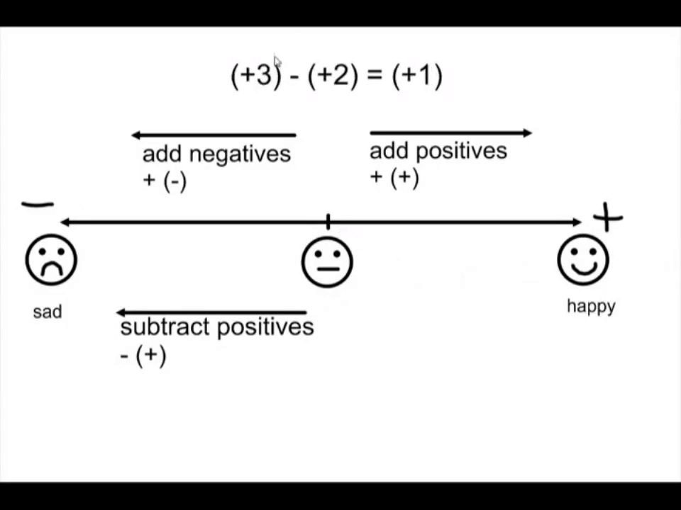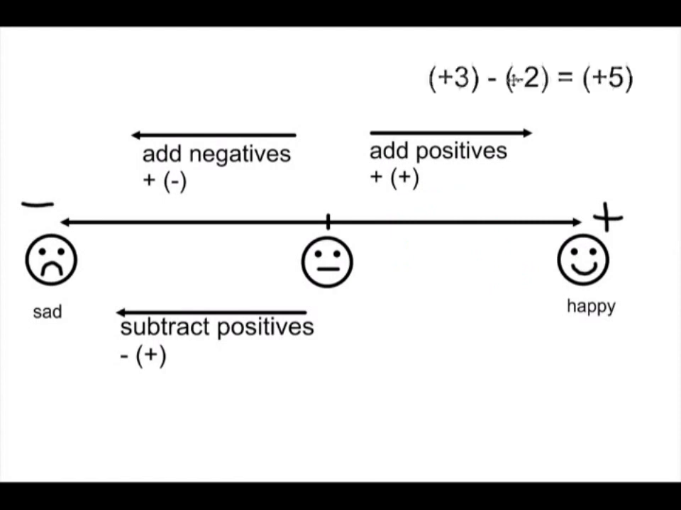So, a similar example to before, positive 3 take away positive 2 gives me positive 1. And we can see that. Again, if I imagine positive 3 is right here, take away 2 positives, well, I'm going to move 2 jumps on the number line in this direction, in the more sad direction. I'm taking away positive things. Subtracting good things is going to make us feel more sad, towards the negative side.